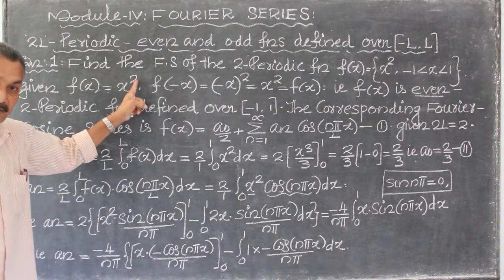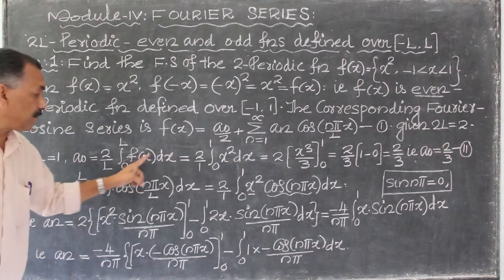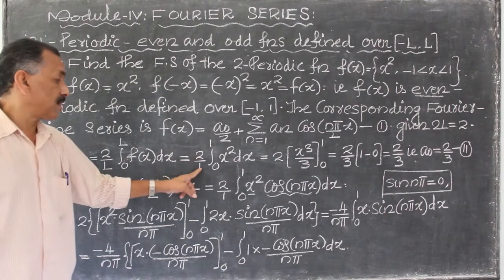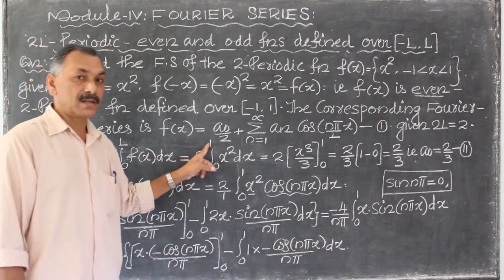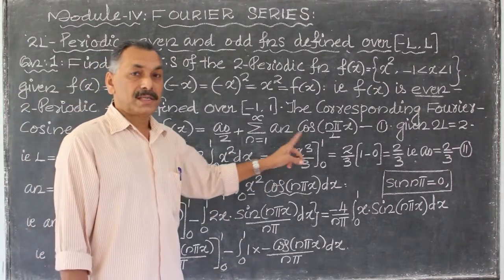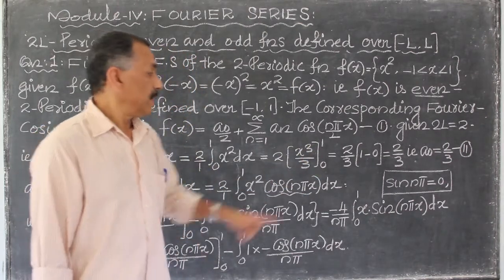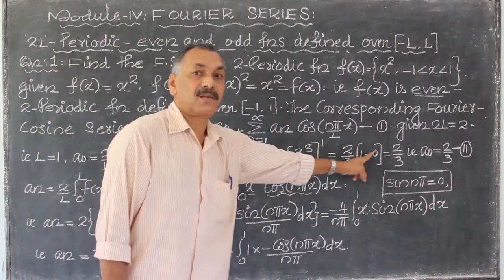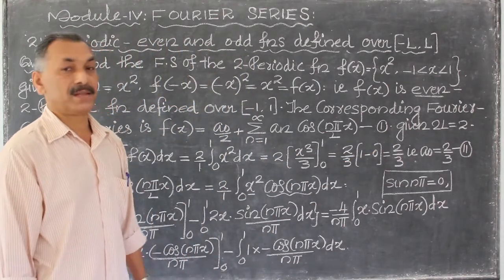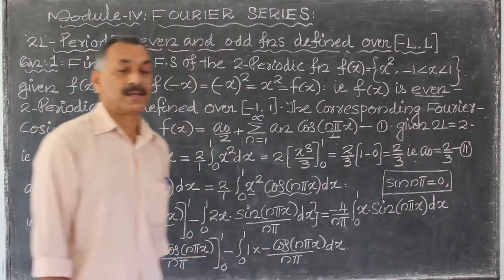Since the given function is even, a0 is equal to 2 by l integral 0 to l f of x dx. That is 2 divided by l, l is equal to 1, integral 0 to 1, x square dx. That is equal to 2 into x raised to 3 by 3, between the limits 0 to 1. That is 2 by 3, upper limit applied, lower limit 0, so a0 is equal to 2 by 3.